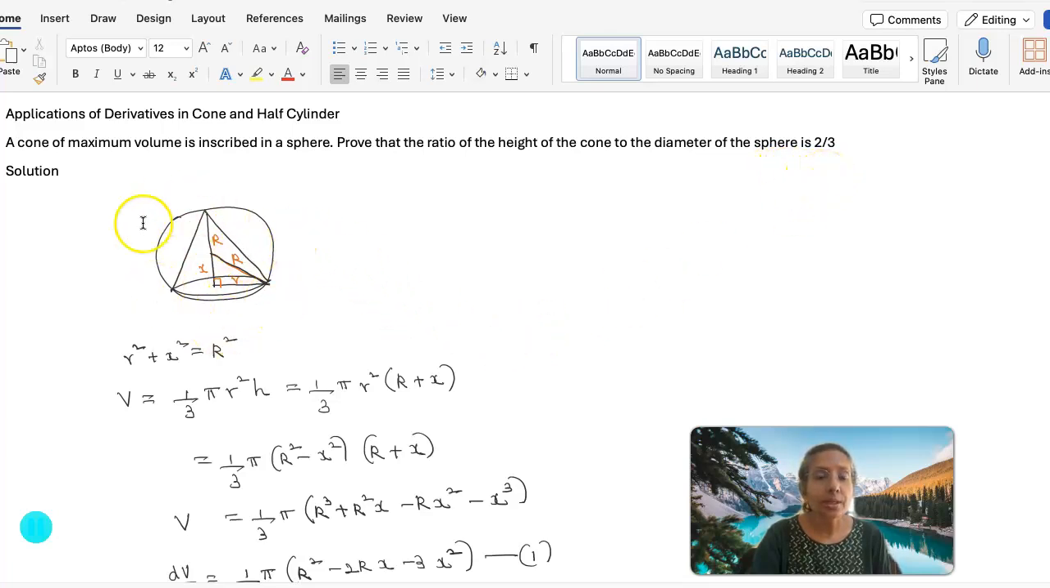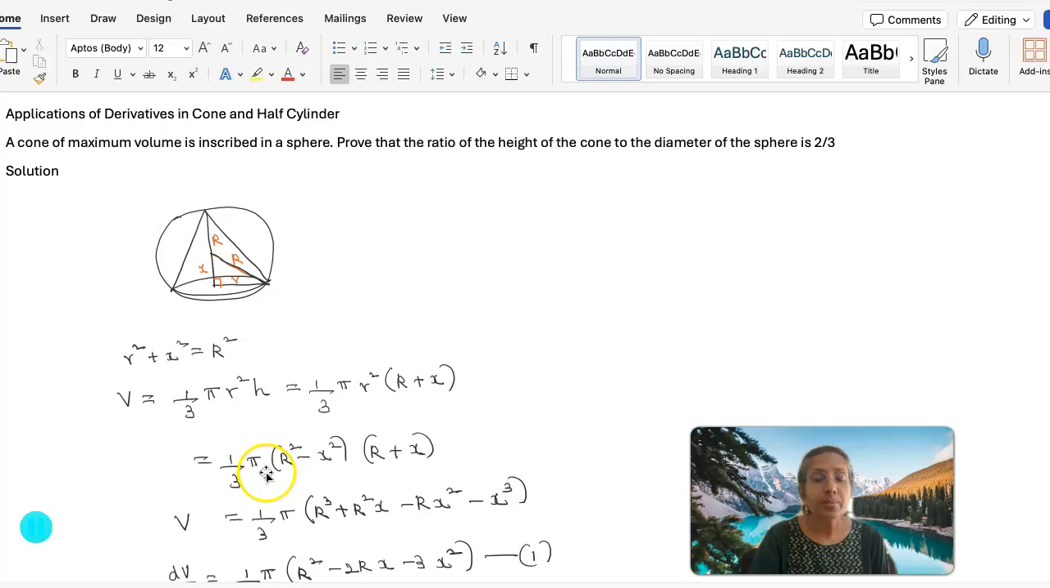So we have a cone inscribed in a sphere, and small x is marked here, r is the radius of the cone, and capital R is the radius of the sphere. So using Pythagoras theorem, x squared plus r squared equals capital R squared. Now the cone has the maximum volume. Volume of a cone is 1/3 pi r squared into height. So now h I can write as capital R plus x, because this is h, the height of the cone. And small r squared I can write as capital R squared minus x squared.